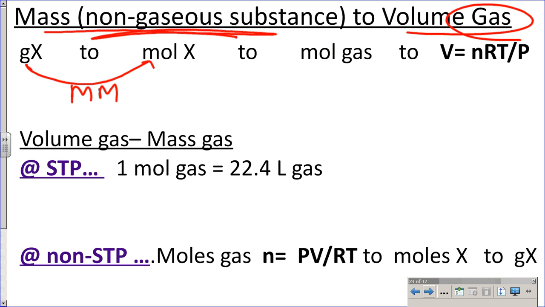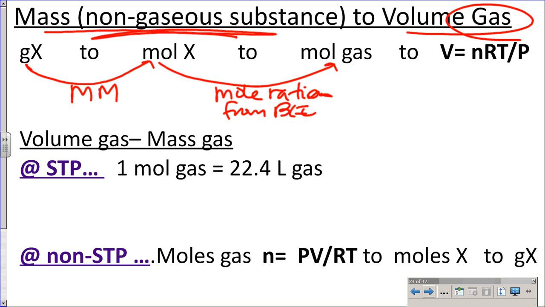So if you get from grams of that solid to moles of that solid, your next step is to get from moles of solid to moles of gas. Well, how do you get from moles of anything to moles of something else? Mole ratio, right? So from moles of X to moles of gas, you use your mole ratio from where? From the balanced chemical equation.